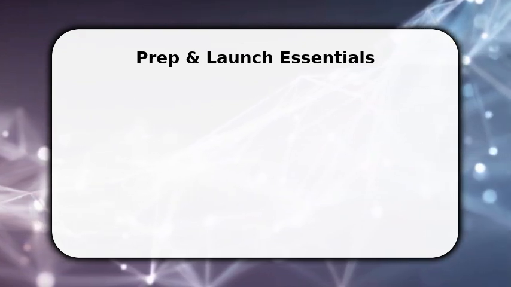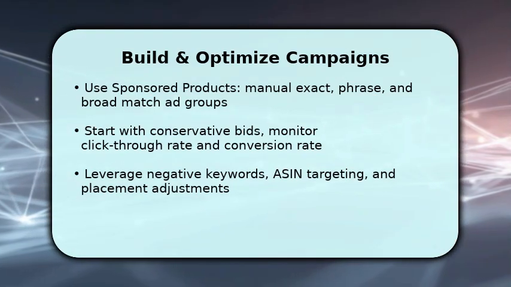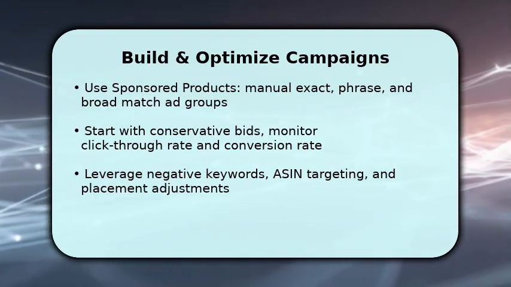You now build ad groups. Create separate manual campaigns for exact, phrase, and broad to control bids and learn intent. Add top searched keywords with suggested bids. Start conservative and increase on winners.